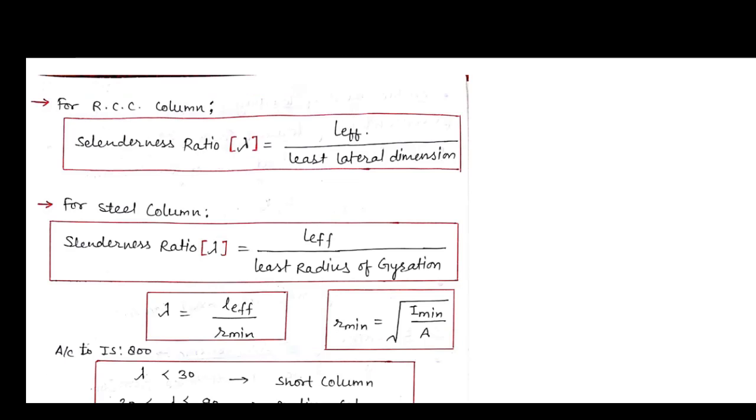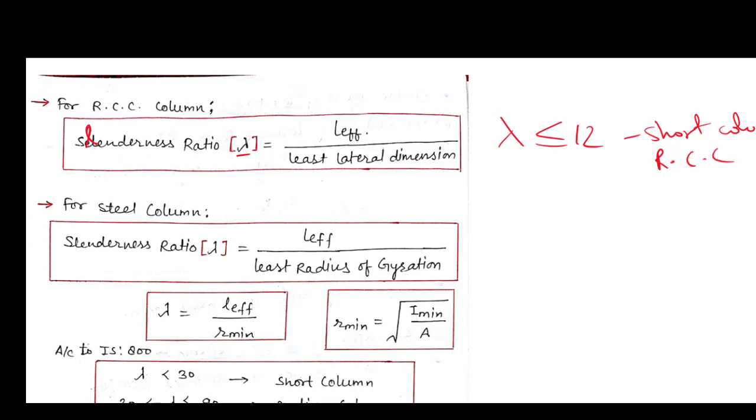For RCC columns, there are certain terms which are used. First is the slenderness ratio. It is denoted by lambda. The ratio is L effective by least lateral dimension. If the slenderness ratio is less than or equal to 12, then it is a short column. And for which material? It is for RC.